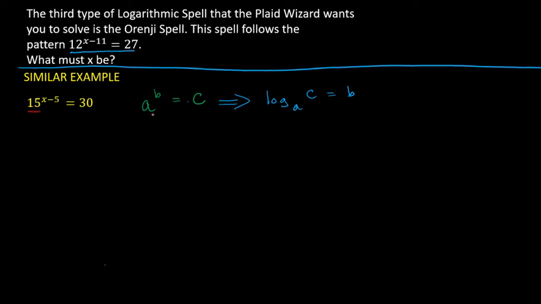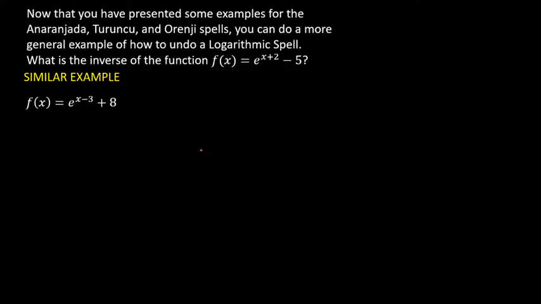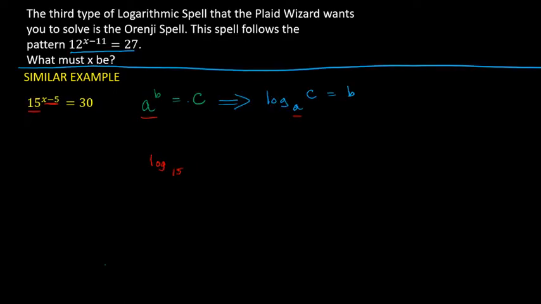So 15 is my base, right? So I'm going to have log base 15. And then we know that my exponent becomes my result. Sorry again about that, guys. Someday I will figure out why it does that. So x minus 5 is my exponent. It's going to become my answer, right? So again, x minus 5 is the same thing as b is my answer. And then 30 is the result. 30 is the same thing as c, so 30 goes right here.